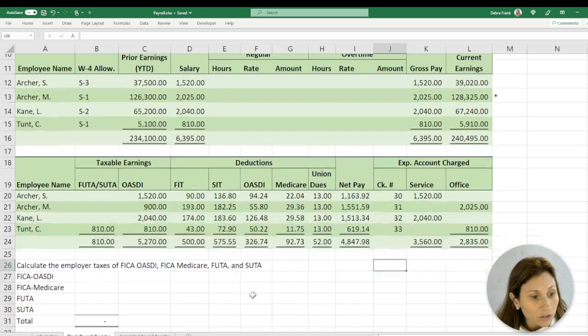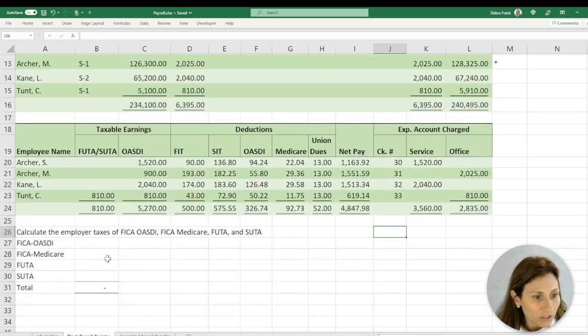We all tie. So the last little bit we have is to calculate the employer taxes. That's the FICA OASDI for the employer side, the Medicare, and then the FUTA and SUTA as well. So that's what the employer side of the taxes are. Let's take just a quick minute and do that, and then the next video will be journal entries.